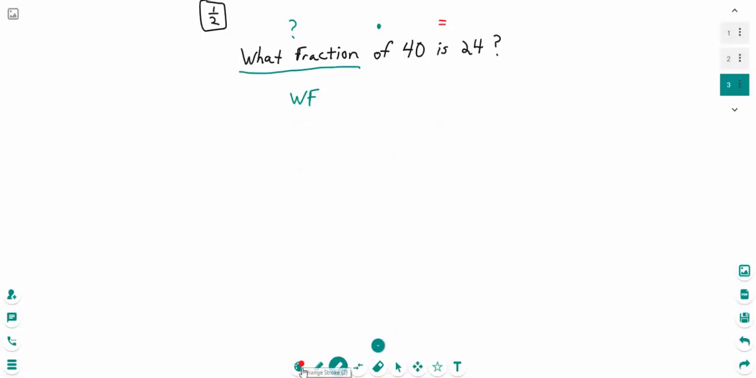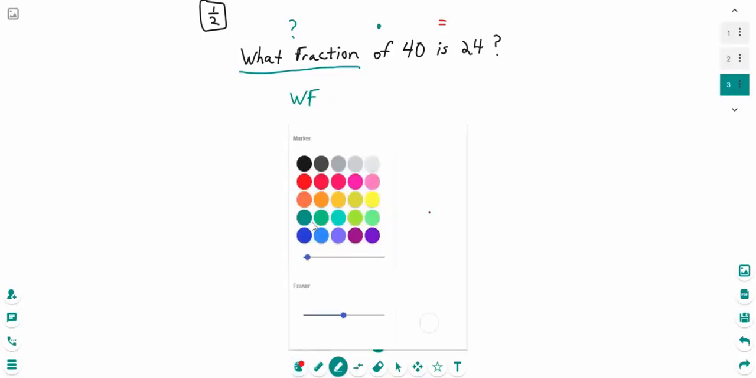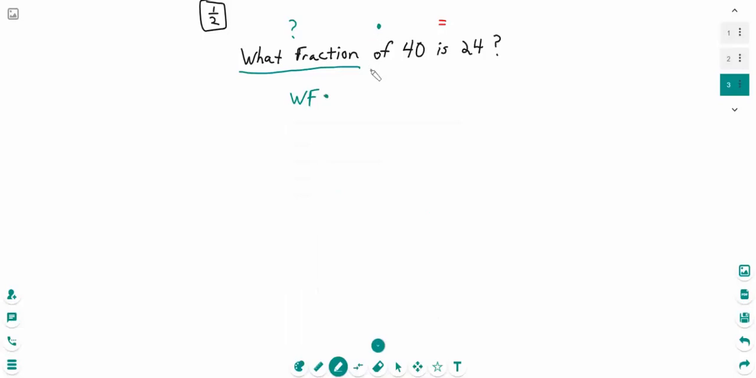So now let's write this out. We have what fraction of, we'll just get a different color here. So what fraction of 40, well, we know we can write that. 40 is, that's our equals, and is what? Is 24, so that we have our 24. Now we've got our equation. Now all we have to do is solve for the Wf. In this case, we're going to divide both sides by 40, get that Wf by itself, and we end up with what fraction equals 24/40ths.